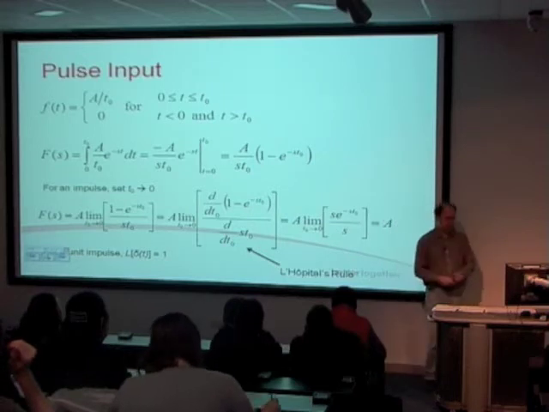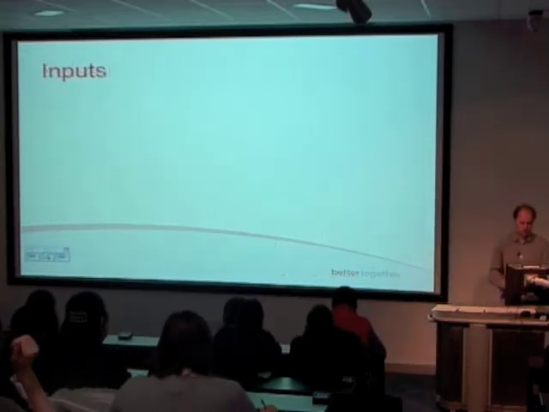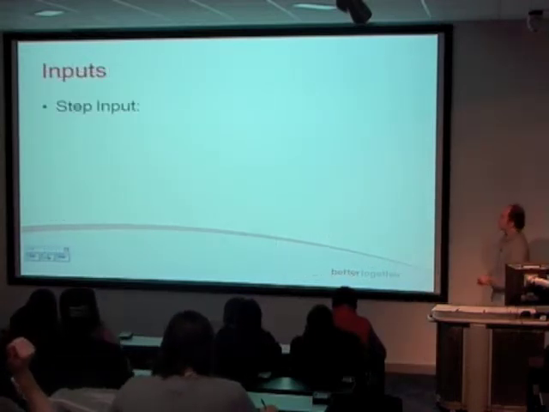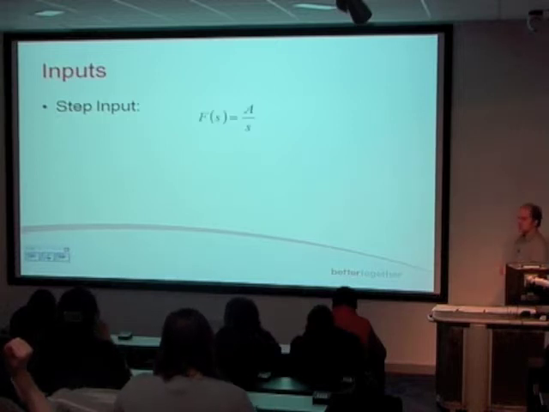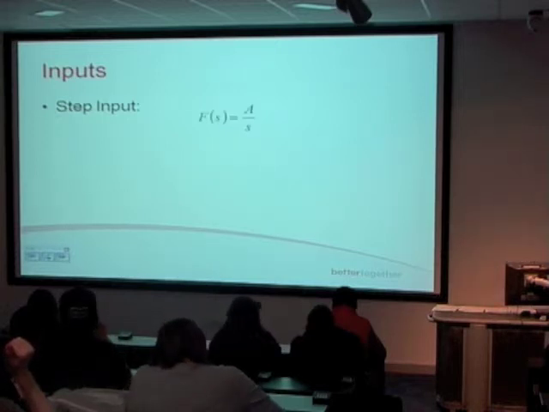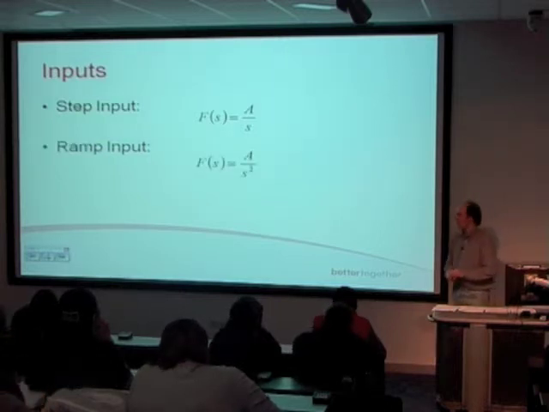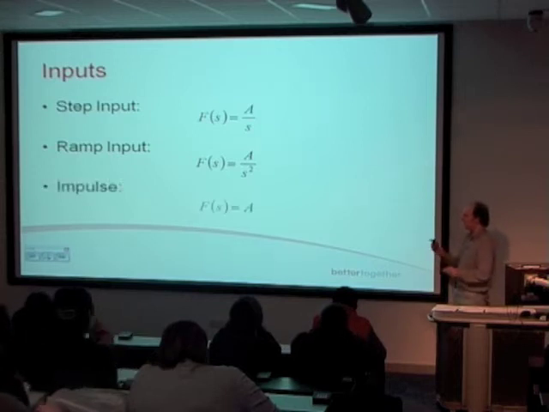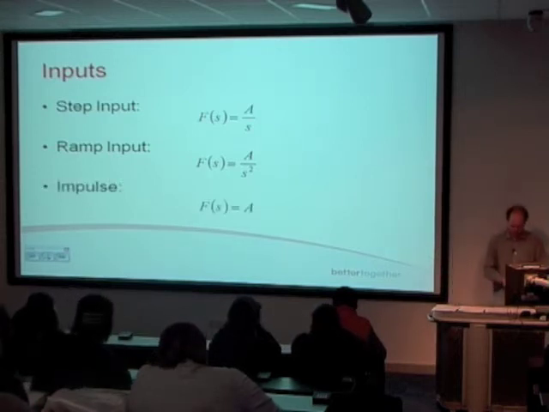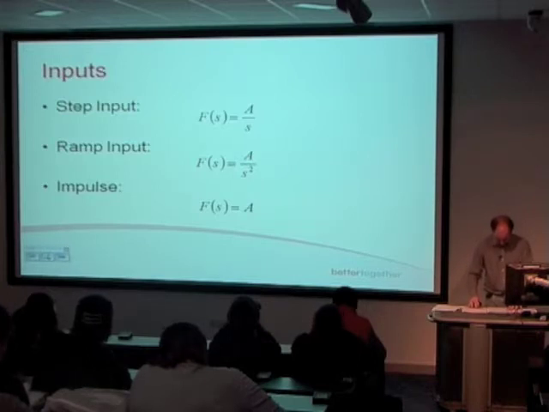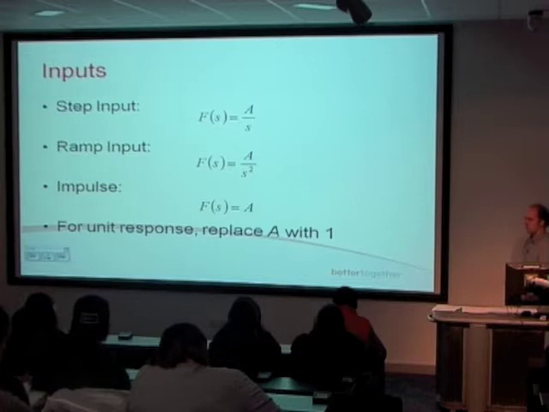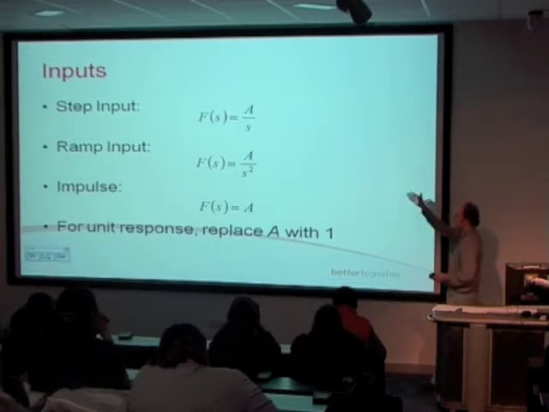Unit impulse is 1. We have a step input, which we saw was A upon S. That's your input to the system. If you've got a ramp, it's A upon S squared. And then if you've got a pulse or an impulse, you have A. And then for a unit value of any of these, you just replace A with 1. Okay, and then that will give you a unit step, a unit ramp, and a unit impulse.